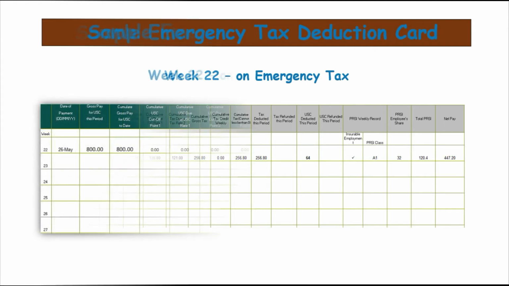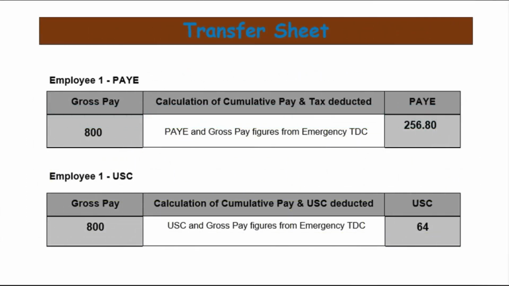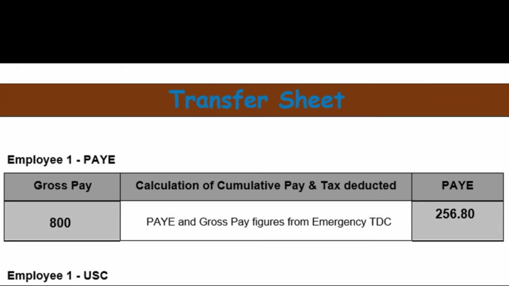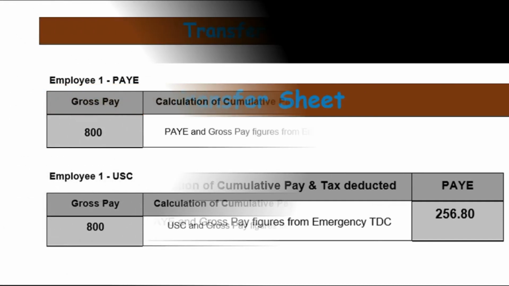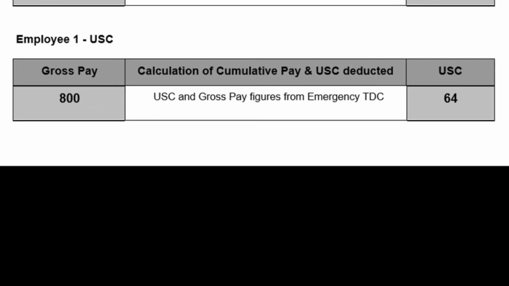The USC figure was found by completing the emergency USC card. To organize the transfer of the figures from the first week, we can use a transfer sheet. The gross pay of $800 and the PAYE deducted for that week are entered in the transfer sheet. Likewise, the USC figures are entered in the appropriate boxes. These figures will then be entered in the cumulative cards.